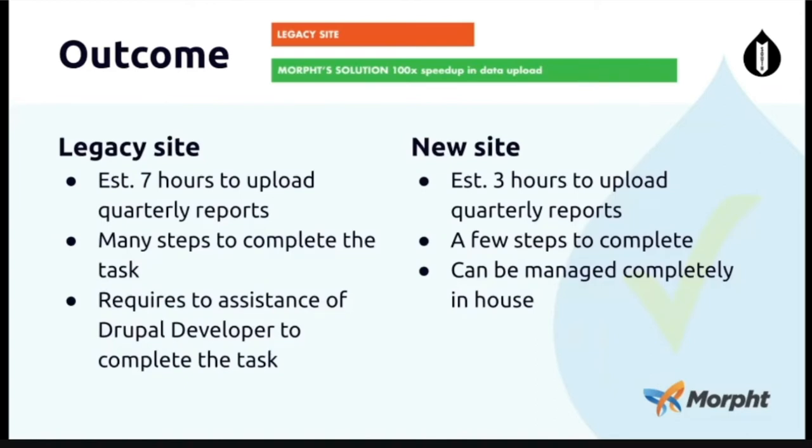So the current process for the management of the site is for all the PDFs to be uploaded via SFTP, the CSVs imported via feeds import, and the database dump via Lagoon. This process, on average, could take up to 7 hours, and that's with the assistance of a third party. So with this project with Morphed, we've tried to reduce that down by 50% to allow us to carry on doing other tasks.